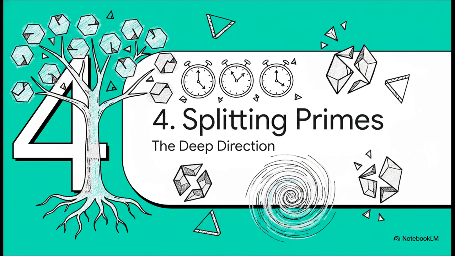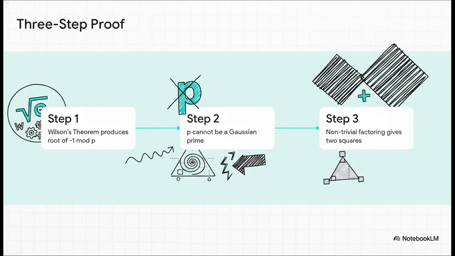Okay, moving to part 4, the deep dive, splitting primes. We're going to take a deep dive into this fascinating modulo 4 rule and figure out why those specific primes, the ones that are 1 modulo 4, actually do split. It all comes down to an incredibly elegant 3-step proof.